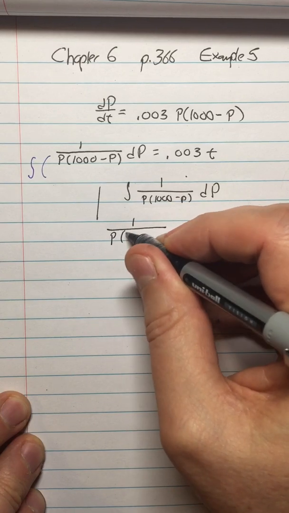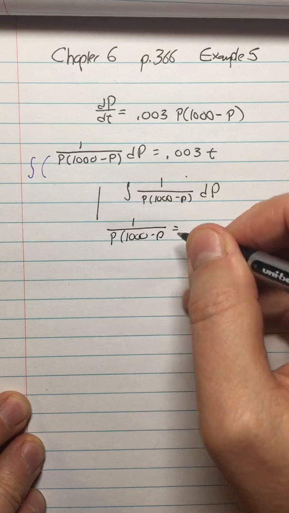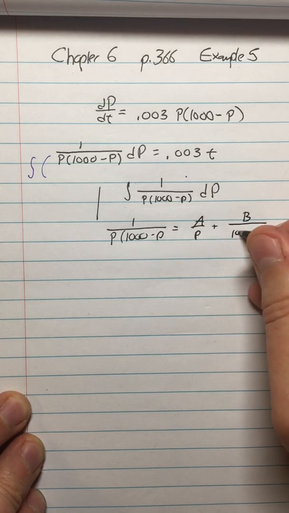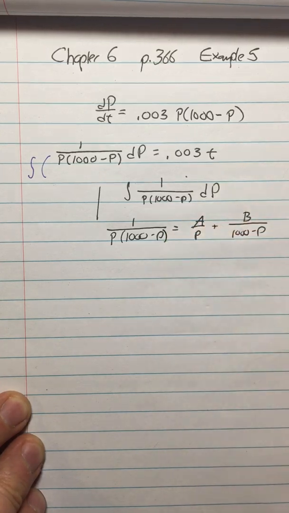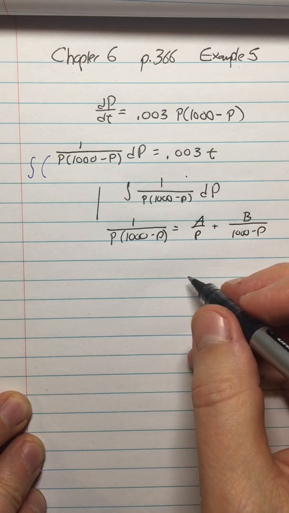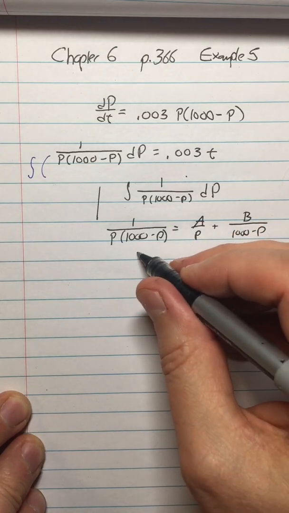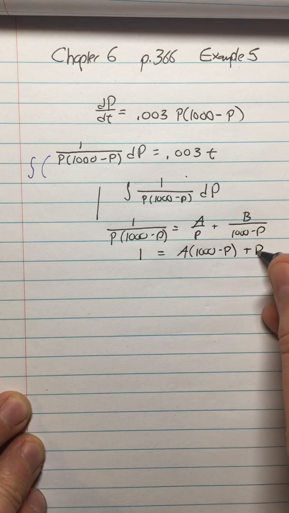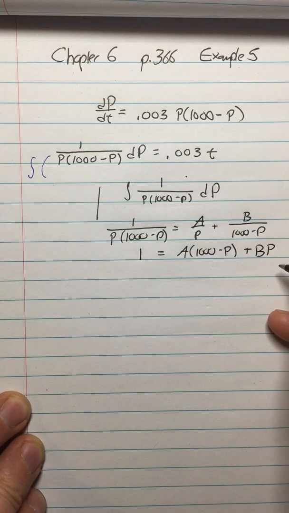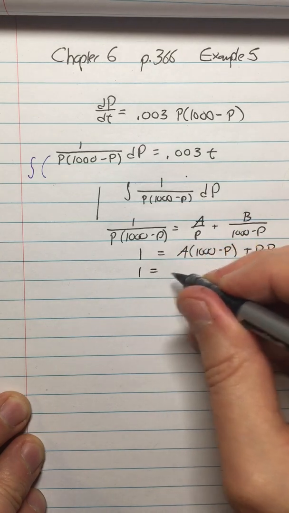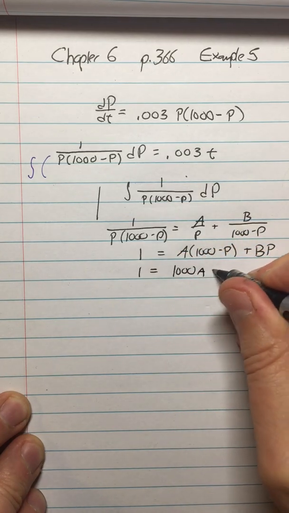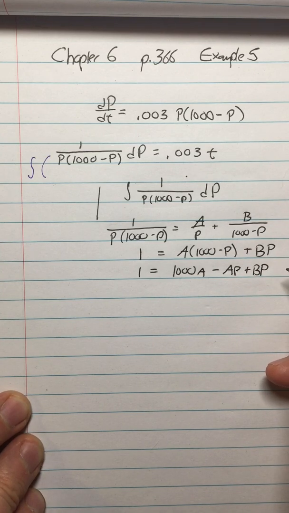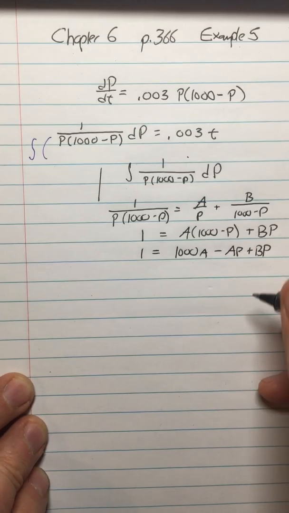So we set up 1 over p times (1000 minus p) equals a over p plus b over (1000 minus p). I'm always forgetting to close that parenthesis. Then we multiply by p times (1000 minus p). We get 1 equals a times (1000 minus p) plus bp. Then we distribute the a, and we get 1 equals 1000a minus ap plus bp. Remember, p is the variable, and a and b are constants.